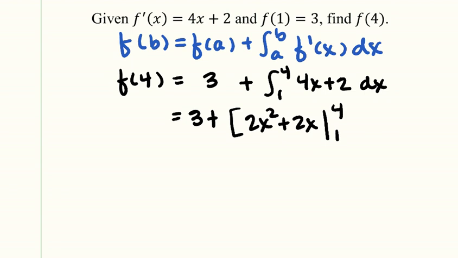I can plug in 1 and 4. So this is 3 plus, 2 times 16 is 32, plus 8 is 40. Then when I plug in 1, I get 2 plus 2, which is 4. So I've got 3 plus 36, and I'm getting 39 again. So we see it works both ways. It doesn't matter how you look at it. But in general, this is going to be much more convenient, especially for things where we're going to need to use a calculator.